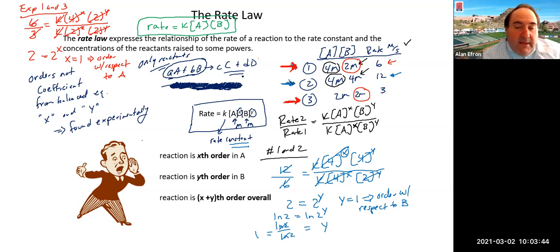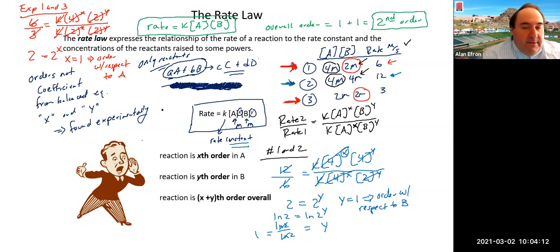That means that the overall order for this reaction can be found by simply taking the values of x and y together. If we do that, the overall order of the reaction is 1 for x and 1 for y, which means this reaction is what is referred to as being second order. And we'll talk about that a little bit later on as well, what that means in this particular case. Any questions on that so far?